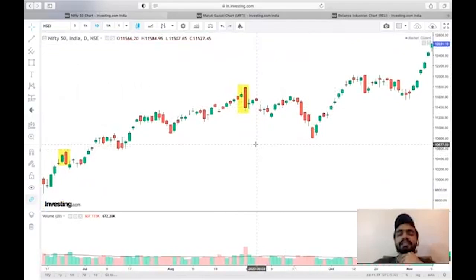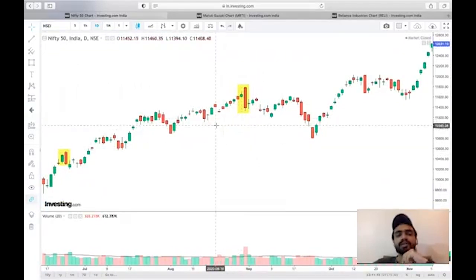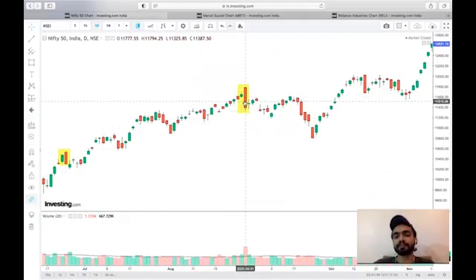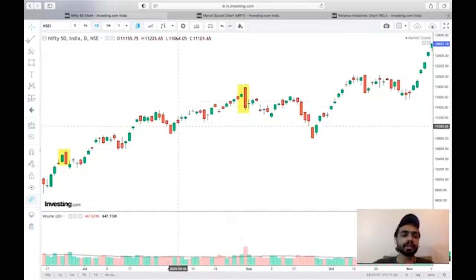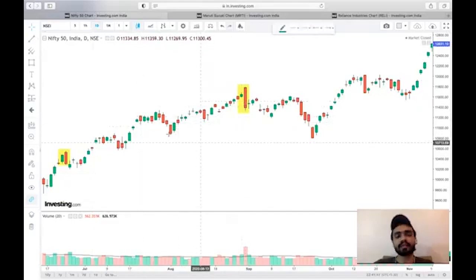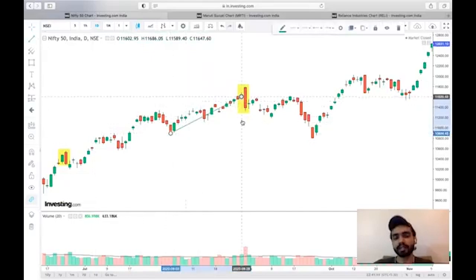Let's take the first example over here. So what is the pattern I have spotted? It is a bearish engulfing. So let's start with the criteria. The first criteria is that there should be a prior uptrend. Was there a prior uptrend? Yes, there was a prior uptrend in the market. The pattern has been established.